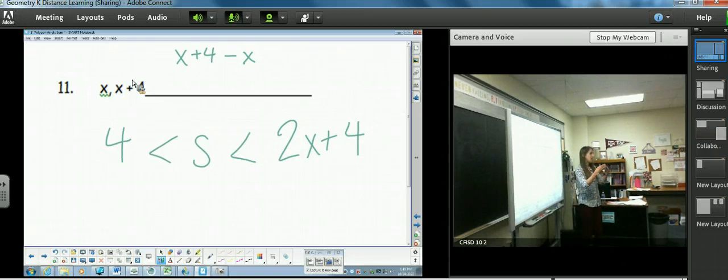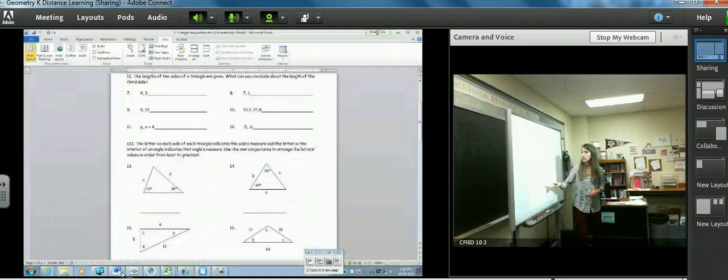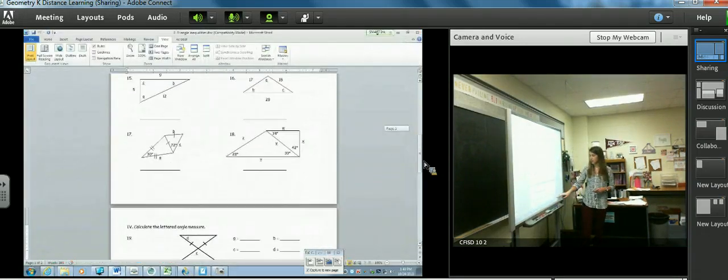Max, min. Add them, subtract them. Okay? That's number 11. That is the answer. That's it. Okay. After 11, 18. So everyone look at 18 with me. Start working it.